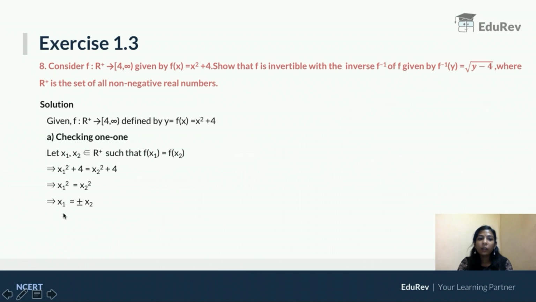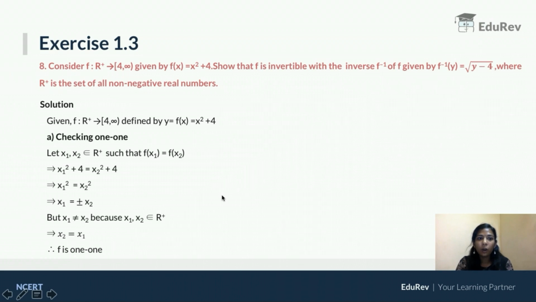So what can I conclude? x1 is equal to plus or minus x2. Can I take x1 value is equal to minus x2? No. Why? Because both x1 x2 belongs to only positive real numbers. So one value cannot be the negative value of the other. So I am coming up to the conclusion that x1 is equal to x2. So if f of x1 is equal to f of x2 implies x1 is equal to x2, the function is 1, 1.